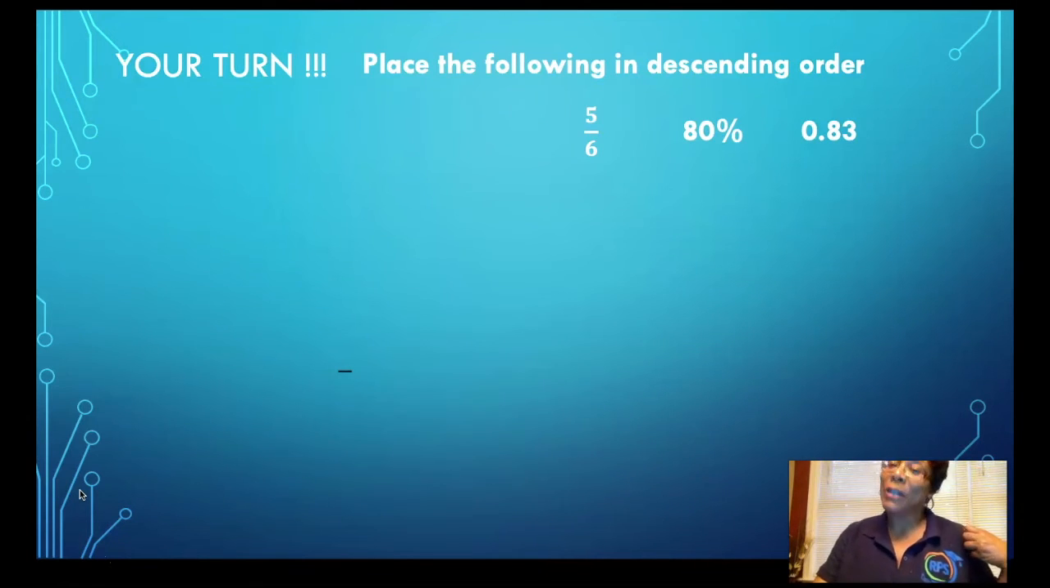So now it's your turn. If you need to go back and look at how some of the answers were developed, please go ahead and do that. But you're going to place the following in descending order: 5/6, 80%, and 83 hundredths. So go ahead, pause the video, solve in your notebook, and once you're done, let's see if we have the same answer.